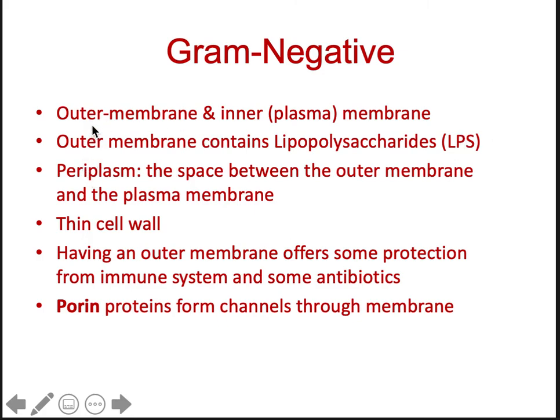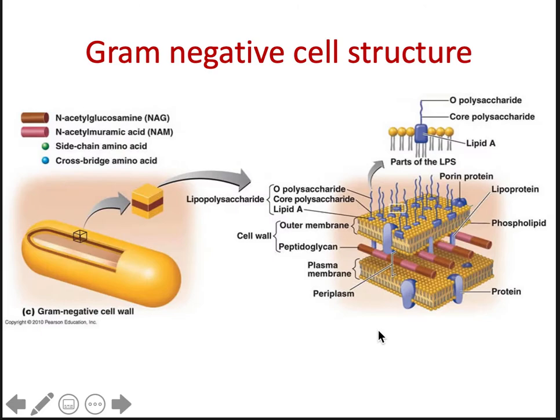Okay. The space in between each of these layers. So the space between the outer membrane and the plasma membrane is called the periplasm. And we'll see this in the image on the next slide. Having an outer membrane does offer some extra protection, a little bit of protection from the immune system, not as much as a capsule, and a little bit from antibiotics. Like penicillin doesn't really work on gram-negative bacteria. And we also have these special porin proteins that create channels that go all the way through, so that the cell can regulate the movement of substances all the way through from inside to outside of the cell.